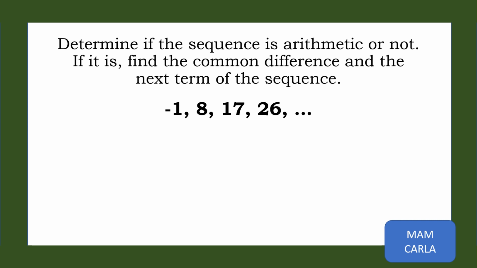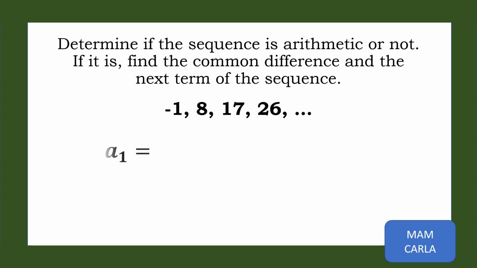Let us begin with this activity. Determine if the sequence is arithmetic or not. If it is, find the common difference and the next term of the sequence. Recall that an arithmetic sequence is a sequence where every term after the first is obtained by adding a constant called the common difference. Let us find out if this sequence has a common difference.